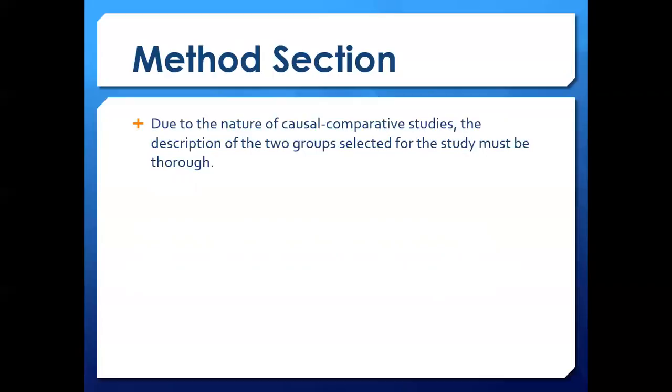In your method section, you aren't going to say how you selected your groups. You're not going to explain how you randomized the groups and how you selected them because you can't randomize in a causal comparative study. Instead, you will just describe your two groups and explain maybe how you made them as similar as possible, and we'll talk more about that in a bit.